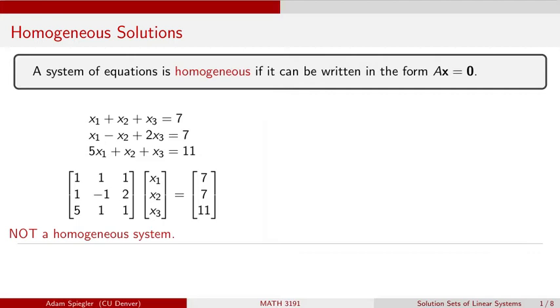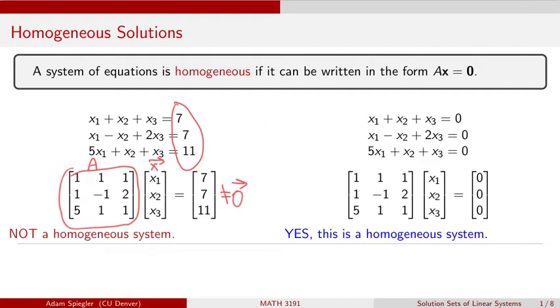For example, let's consider the following system of three linear equations. x1 plus x2 plus x3 is equal to 7. x1 minus x2 plus 2x3 is equal to 7. 5x1 plus x2 plus x3 is equal to 11. We can represent this system as a matrix equation where here is our matrix A, here is the vector x. And on the right side, we don't have the 0 vector, since we have 7 in the top equation, 7 in the second equation, and 11 for the third equation. So this is not a homogeneous system.